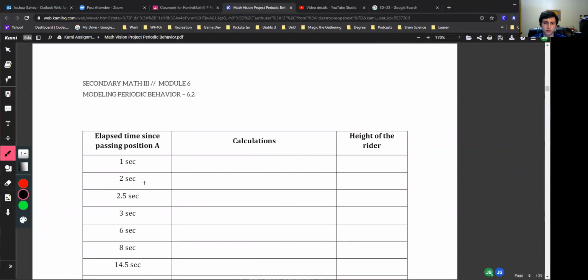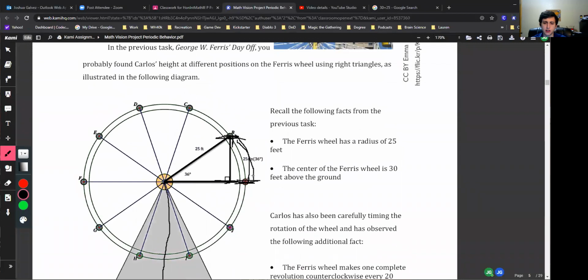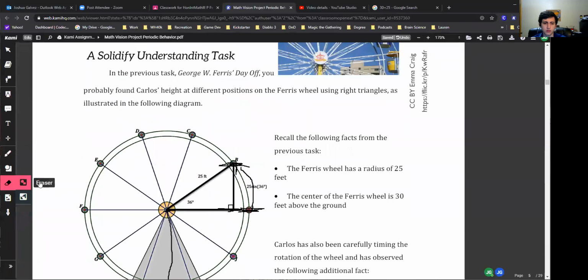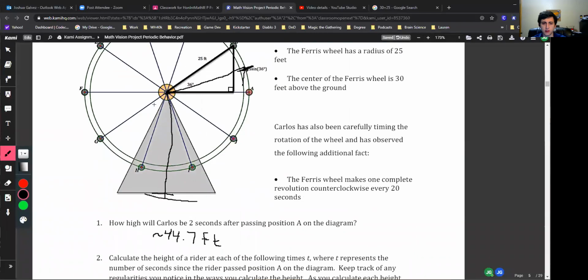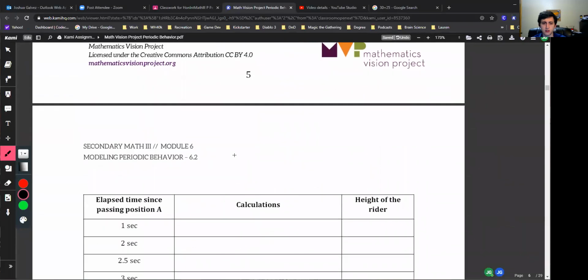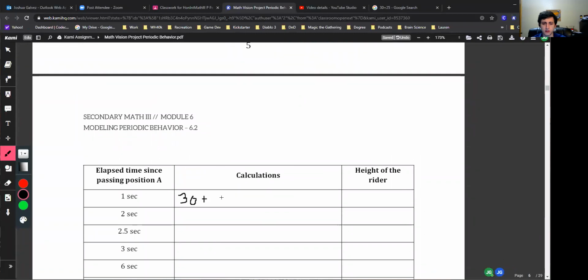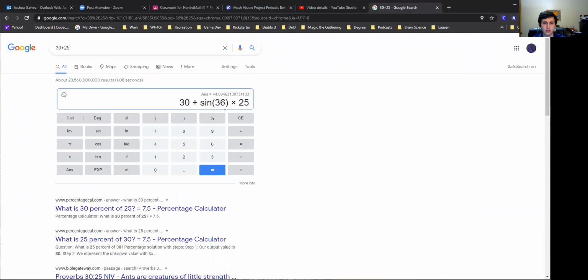So after 1 second, if it takes 2 seconds to rotate, 1 second would be halfway between here and here, maybe right around here. And that would be 18 degrees. So it would be 30 plus 25 times the sine of 18 degrees. So we can go back over here, sine of 18. Let's do it this way, plus 25 times the sine of 18 degrees. So it's going to be 37.7.